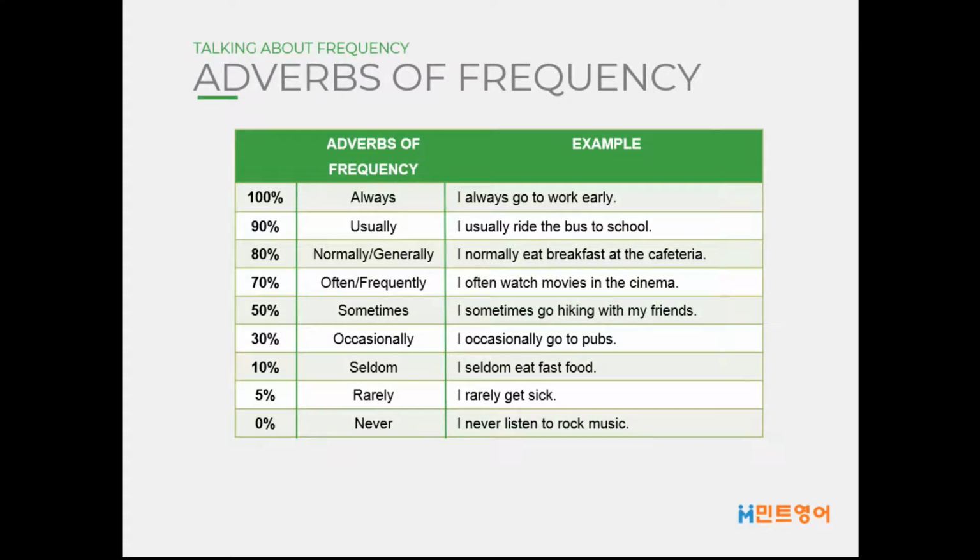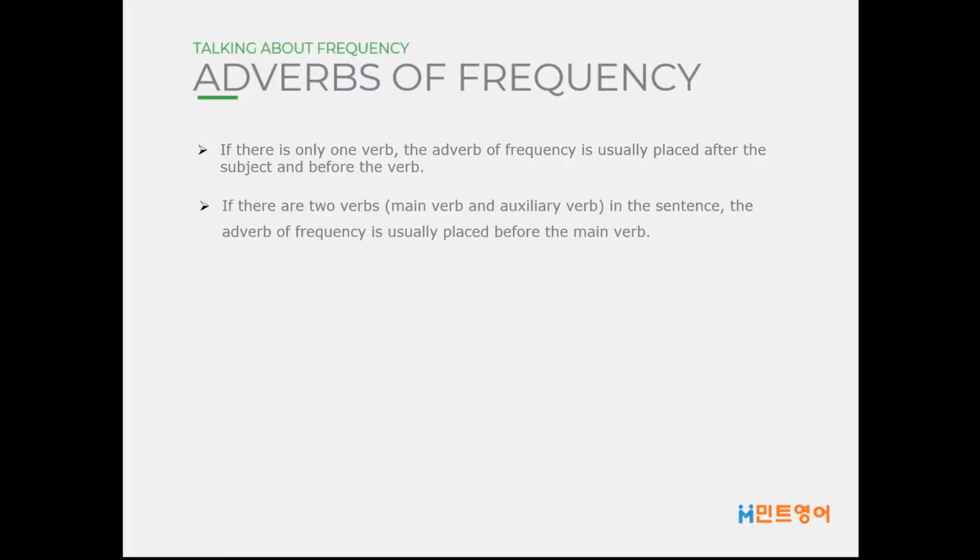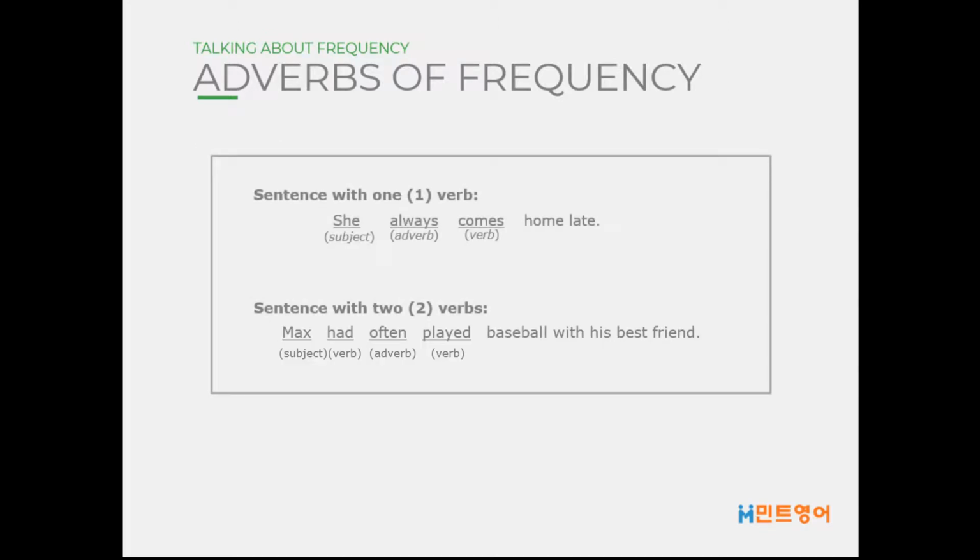The adverb of frequency is usually placed after the subject and before the verb if there is only one verb in the sentence. However, if there are two verbs, main verb and auxiliary verb, in the sentence, the adverb of frequency is usually placed before the main verb. Look at these examples.